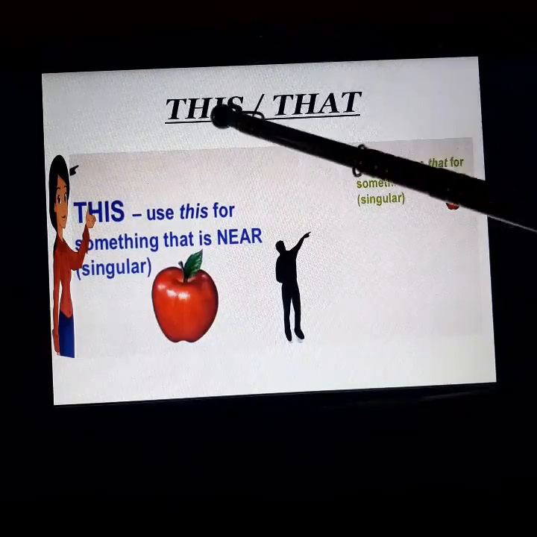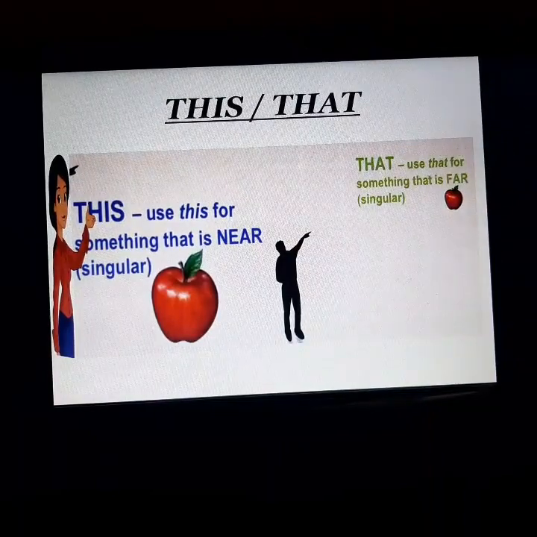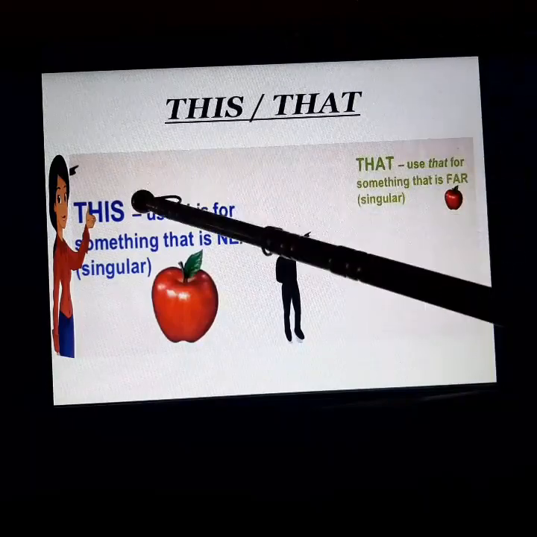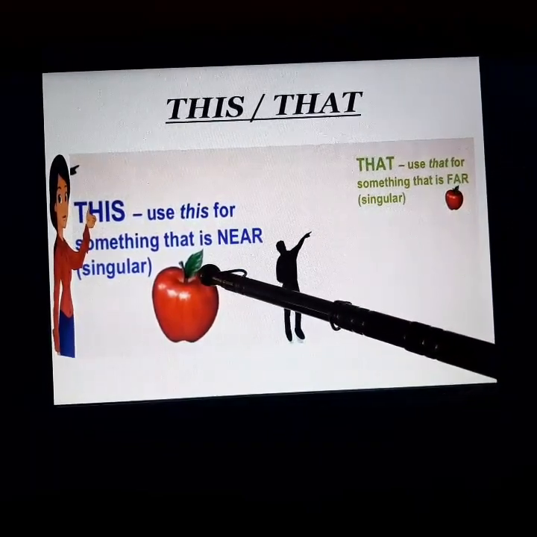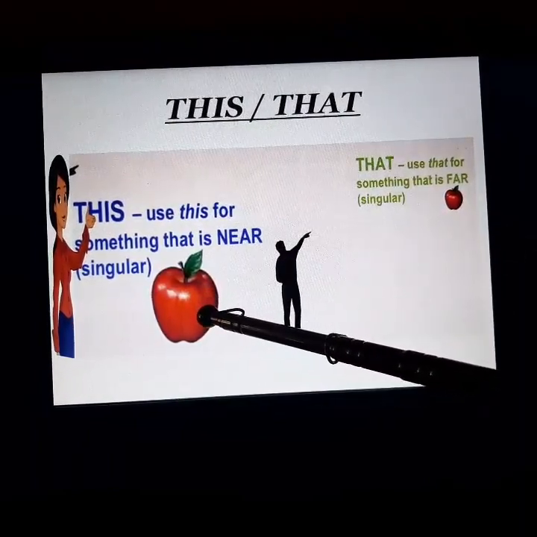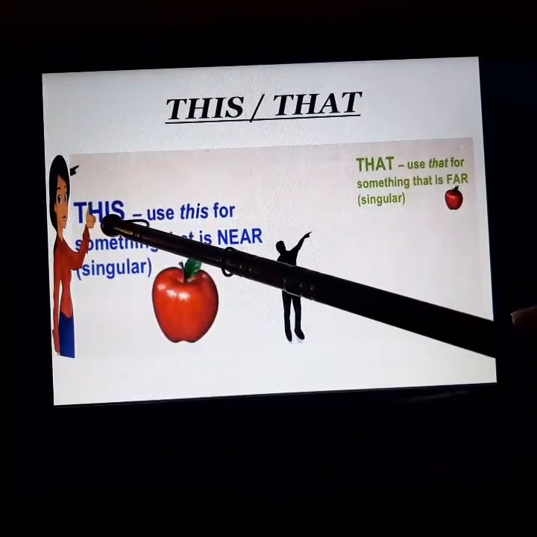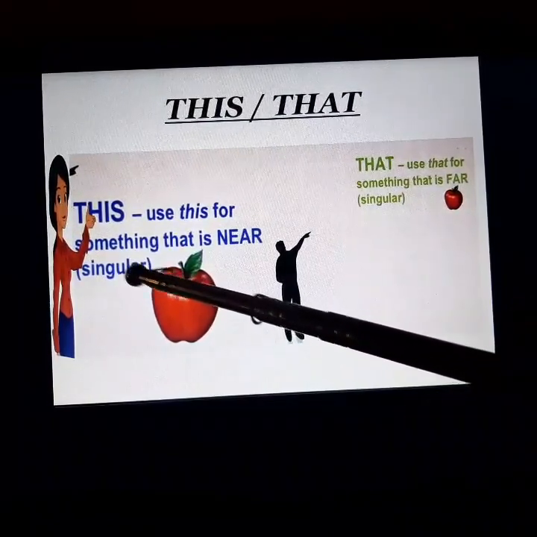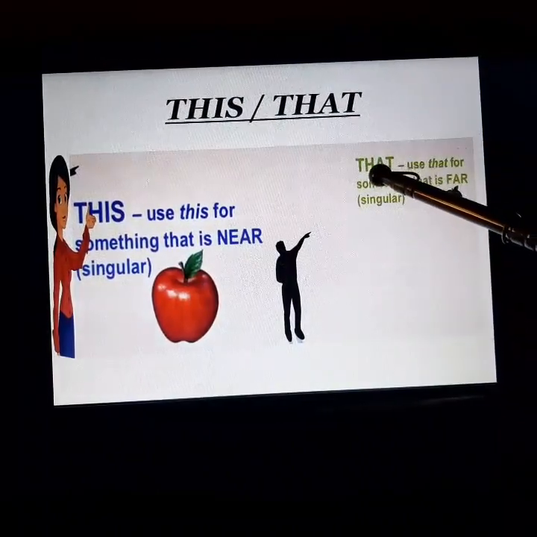Now we use this and that to point one person, object, animal or a thing. Now let us see, where do we use this? This is used for something that is near us, that is close to us. So here we have an apple and there is only one apple. So we are going to use this. Now this apple is near to me. It's close to me. So I am going to use this. This is an apple.